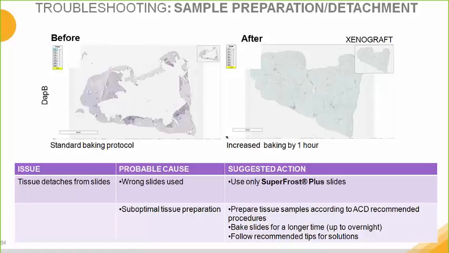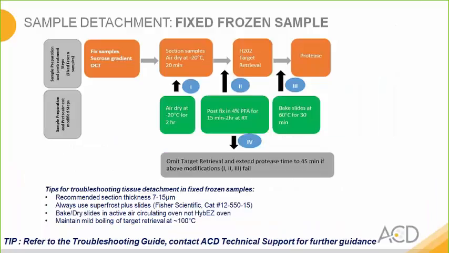Another area in which we're seeing tissue detachment is most likely seen in fixed frozen samples. So this slide does have a lot of information on 3 modifications that we would recommend at first, followed by the 4th modification only if the first 3 modifications fail.